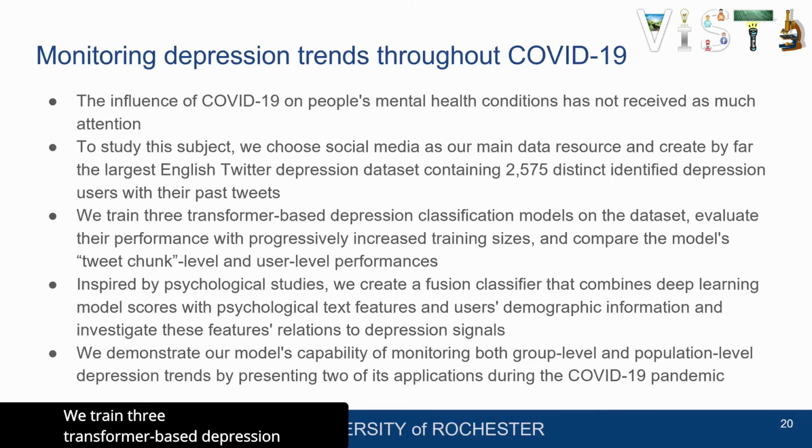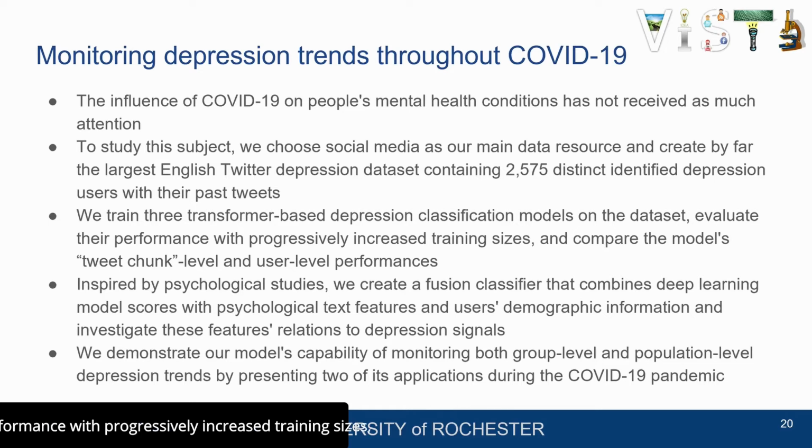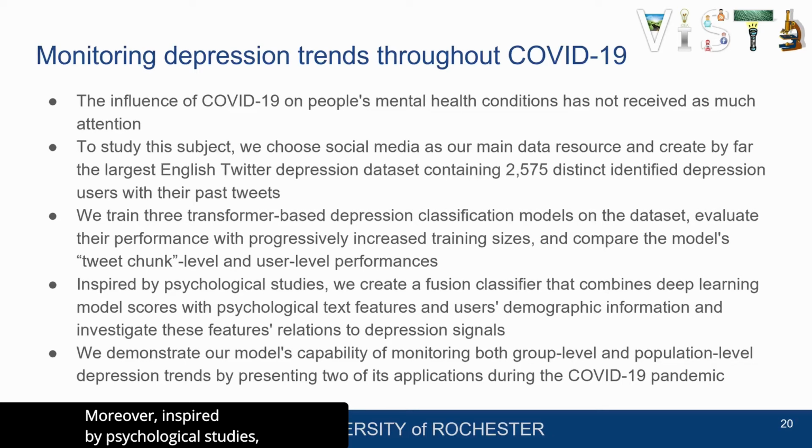We trained 3 transformer-based depression classification models on the dataset, evaluate their performance with progressively increased training sizes, and compare the model's tweet chunk level and user level performances. Moreover, inspired by psychological studies, we create a fusion classifier that combines deep learning model scores with psychological text features and the user's demographic information, and investigate these features' relations to depression signals. We demonstrate our model's capability of monitoring both group-level and population-level depression trends by presenting 2 of its applications during the COVID-19 pandemic.